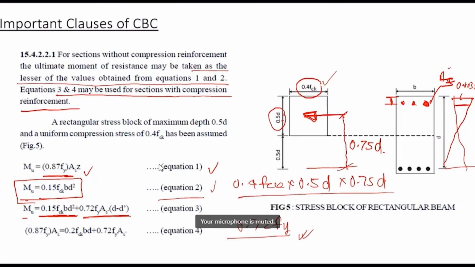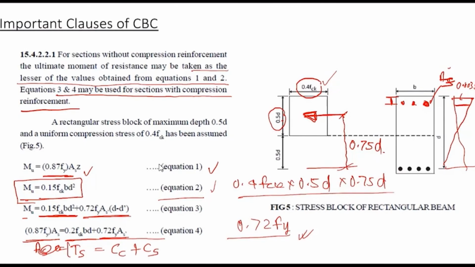And these are the force equilibrium. Tension in steel: you see, 0.2 FCK BD, because 0.4 FCK into 0.5 D is equal to 0.2 FCK BD, plus this force in steel. So the tension in steel will be equal to compression in concrete plus compression in steel. From this equilibrium, we will get the neutral axis.